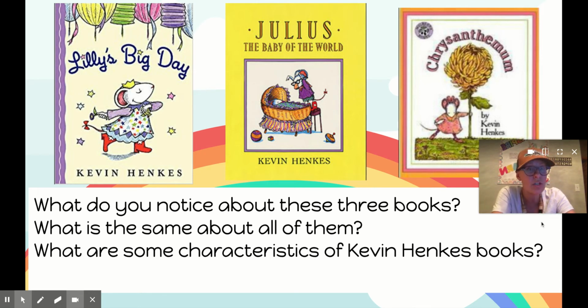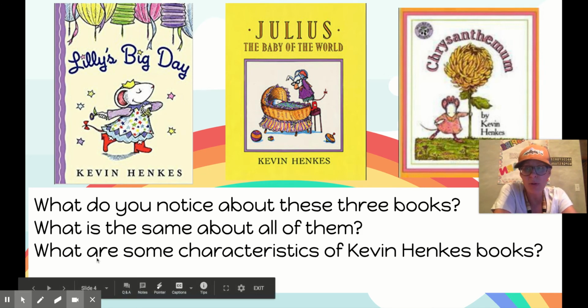What's something that you notice? What do you think? Oh, interesting. I noticed that there was a mouse on each of these book covers too. Cool. That must be a favorite character for Kevin to write about. So what's the same about all of them? Let's see. We see Lily's Big Day, Julius, the Baby of the World, and Chrysanthemum. Oh, I think there are great lessons to be learned in all three of these books.